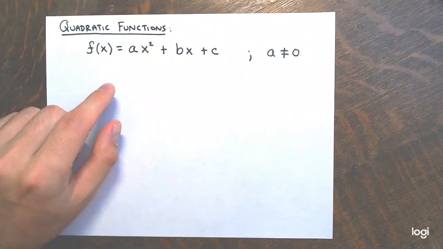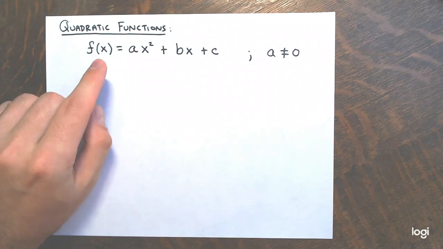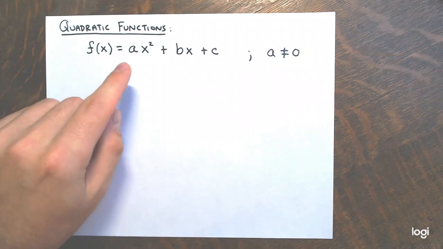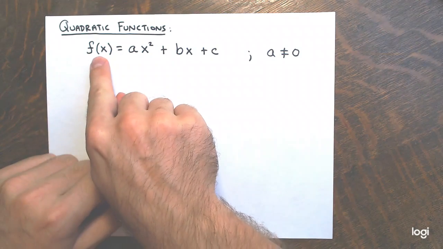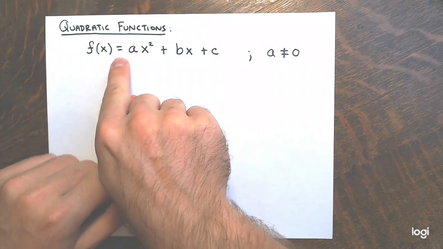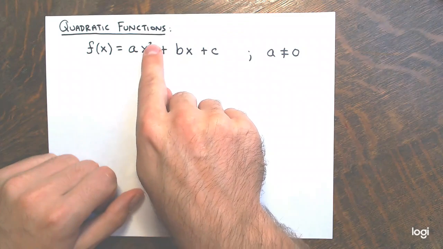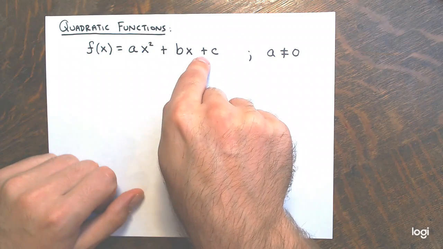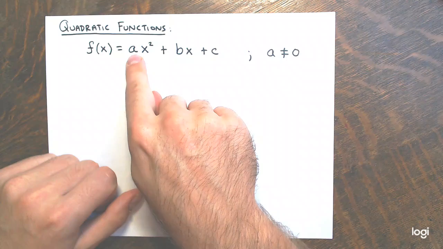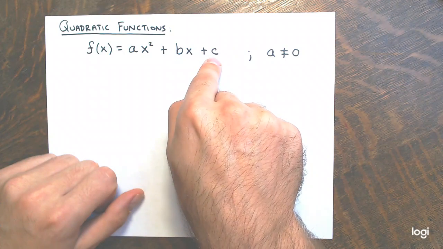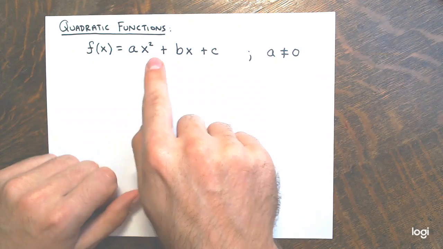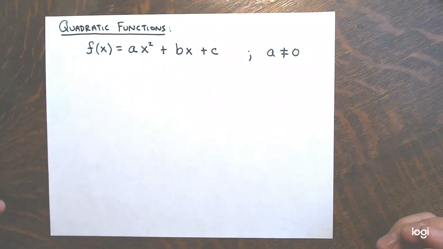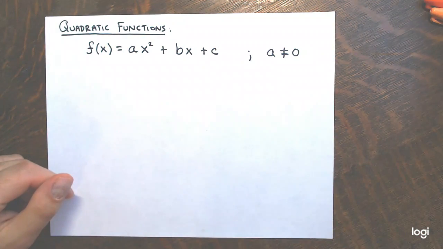So any quadratic function is a function that can be written in the following form. It might not always start off looking this way, but it can be written this way, as f of x or y equals a times x squared plus b times x plus c, where a, b, and c are real numbers, and a is not 0. The lead coefficient is not 0, because if it were 0, it wouldn't be a quadratic function anymore.